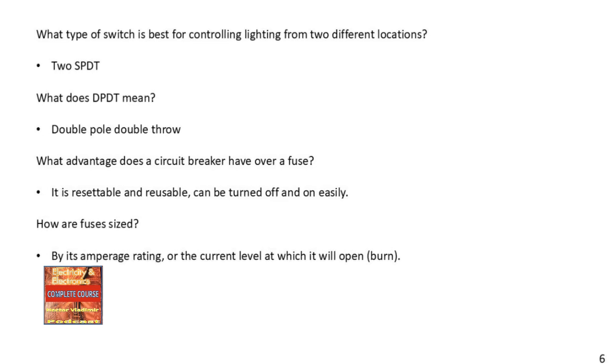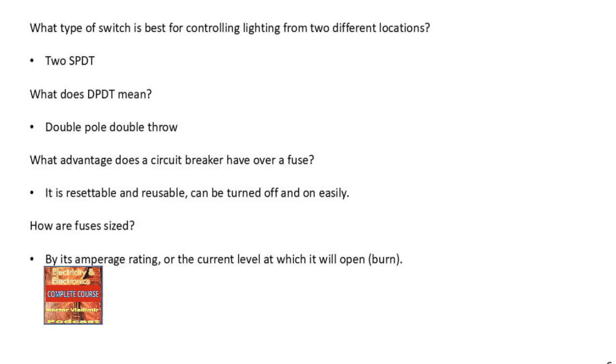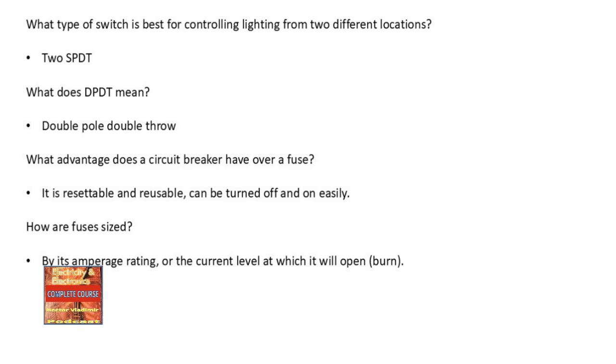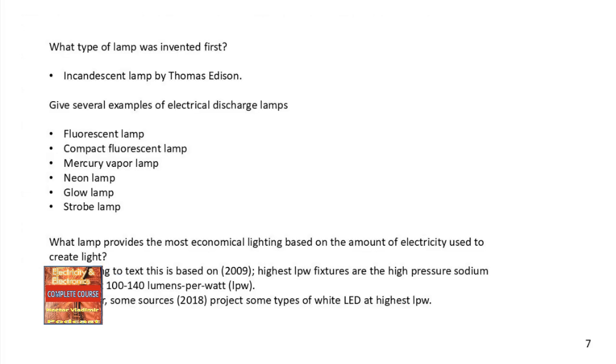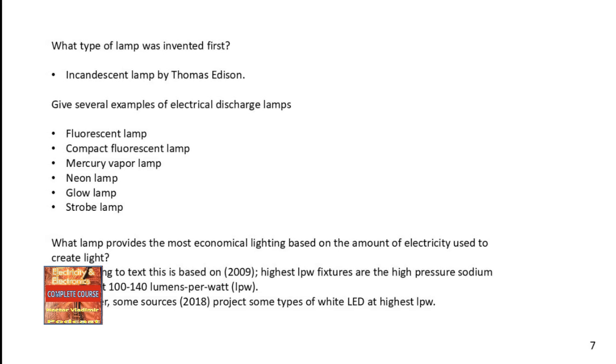What advantage does a circuit breaker have over a fuse? One of them is that it's resettable and reusable, and that it could be turned off and on easily. How are fuses sized? They're sized by their amperage rating, or the current level at which they will open or burn out. What type of lamp was invented first? Talking about lighting lamps or fixtures, it was the incandescent lamp by Thomas Edison.